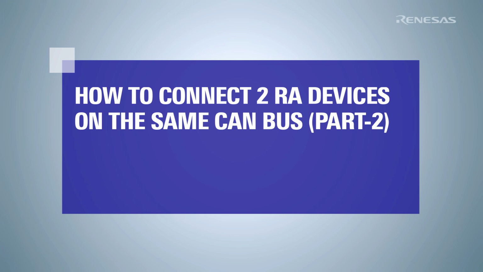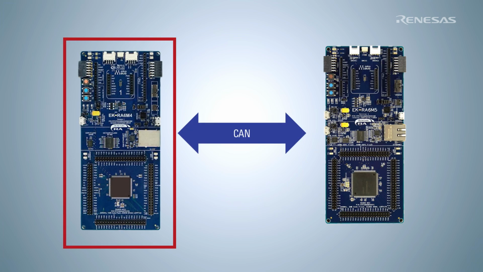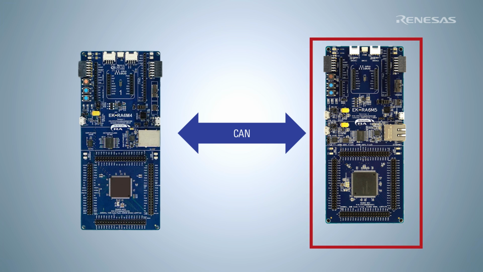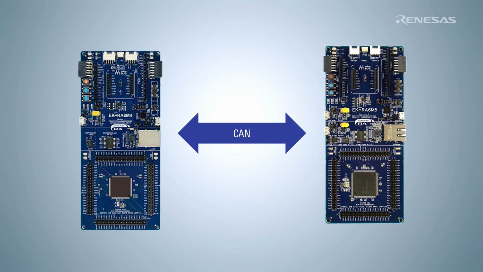In this video, we'll continue our work with the Controller Area Network, or CAN. In Part 1, we configured the RA6M4 to transmit data over the CAN bus. Now in Part 2, we'll set up the RA6M5 to receive that data and echo it back to the transmitter.